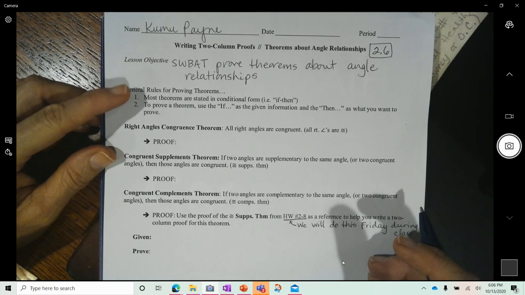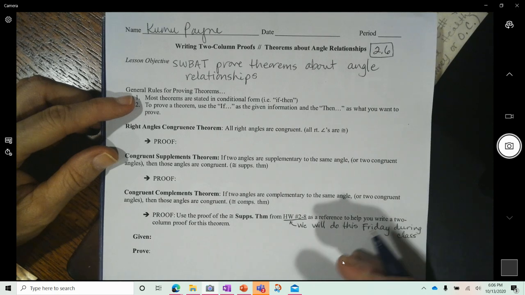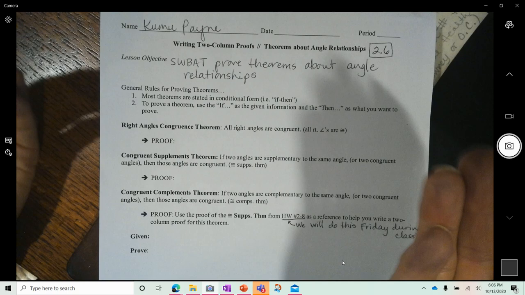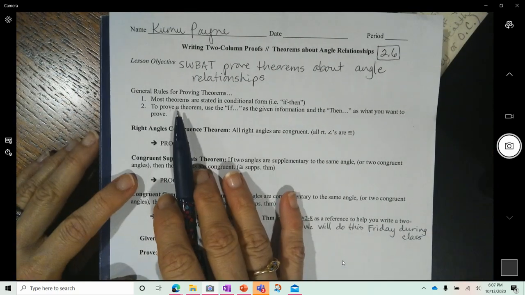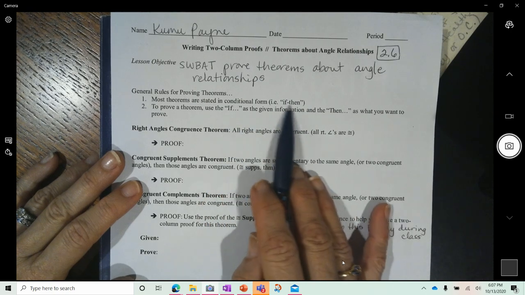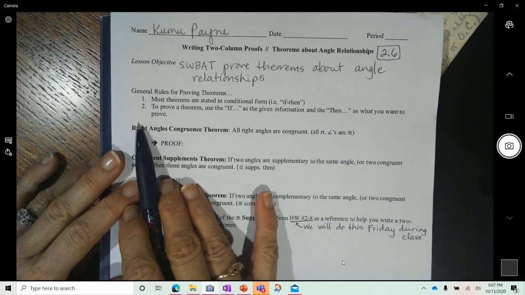Most theorems are stated in conditional form. So remember that means if-then, when we did the if P then Q. So if you have something, then you get something. If you want to prove a theorem, you would use the if as the given and the then as what you want to prove.